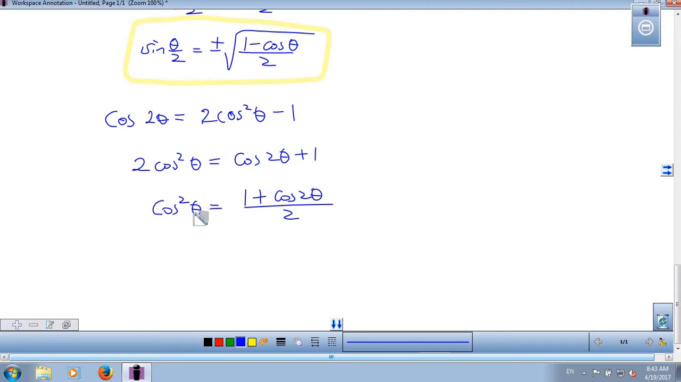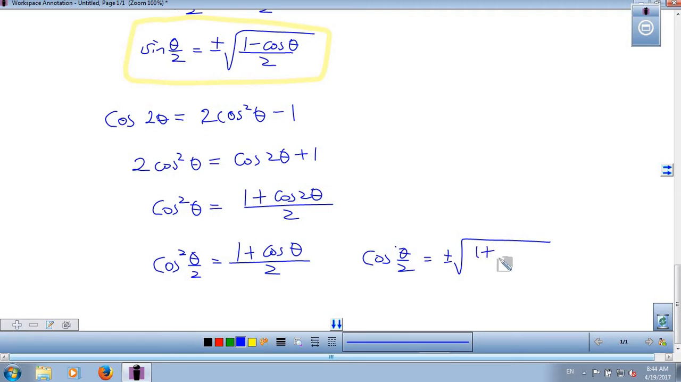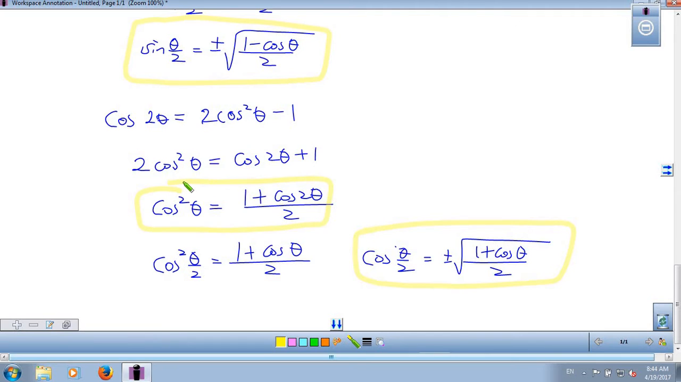But let's say we don't want to use cosine theta and cosine 2 theta. Let's use the half angle. So it's cosine squared theta over 2 equal to 1 plus cosine theta, divided by 2. Therefore, once we take the square root, cosine theta over 2 is plus or minus the square root of 1 plus cosine theta, divided by 2. Alright, so this is the half angle formula, and this other part is the power reducing formula. It's also called the half angle formula, but sometimes also called power reducing.